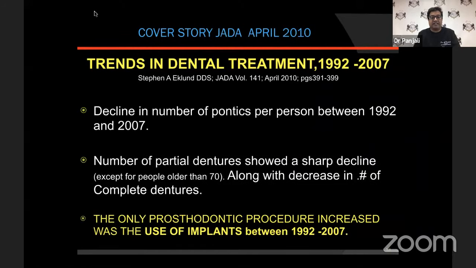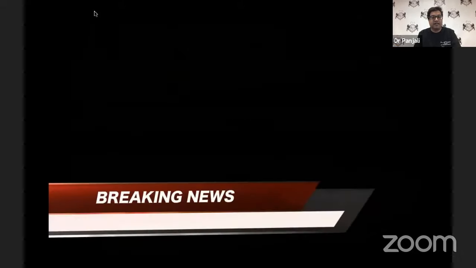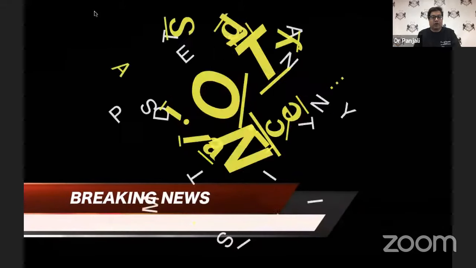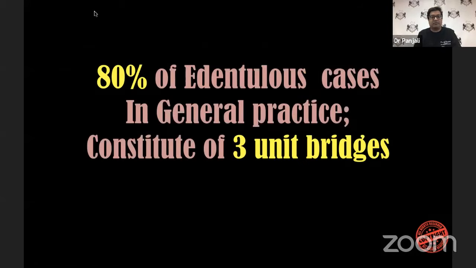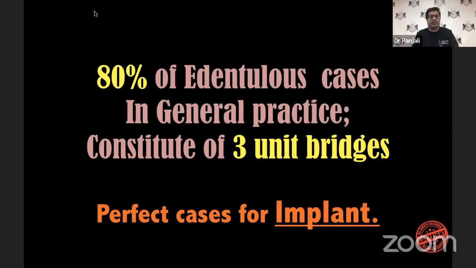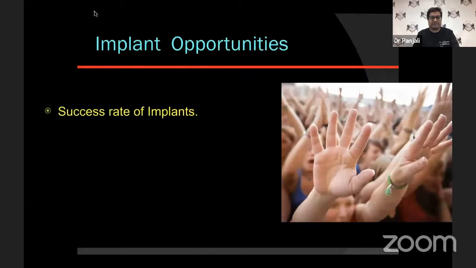Let's look at some trends that have come in the last few years. This is a 15-year study where they found that the only prosthodontic procedure that has increased since 1992 is actually implant-supported restorations. And here's the breaking news for all of you: implant dentistry is not a specialty. 80% of edentulous cases in general practice constitute 3-unit bridges, right? And these are perfect cases for the first implant case.